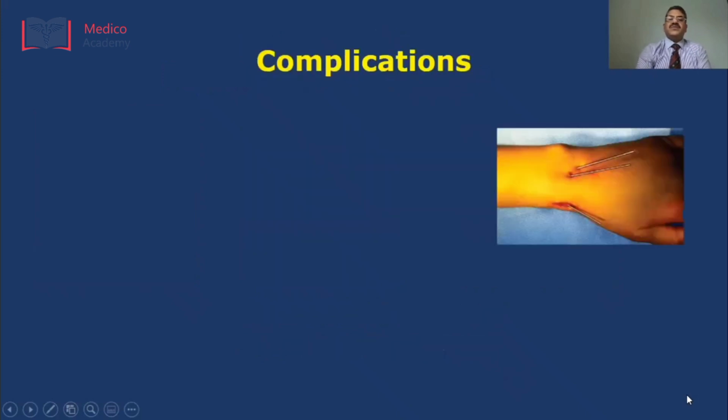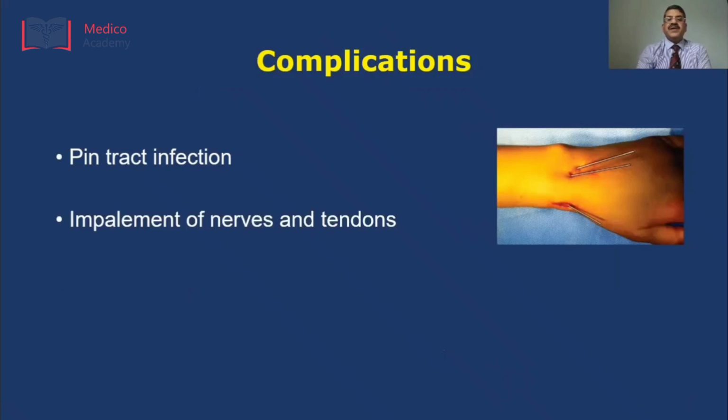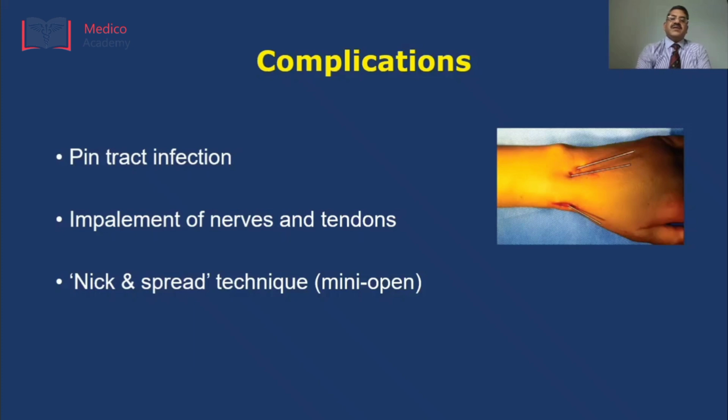Now, K-wires are not without their own complications. We have to be careful when using them. Pin track infection is very common if you are not careful about sepsis, about sterility. You could impale nerves and tendons if you are not careful. So the advocated technique is a mini open nick and spread, where a small nick is made in the skin and a blunt hemostat is used to remove the nerves and tendons from the path of the intended K-wire, so that you can keep the hemostat against the bone before you drive your K-wire.